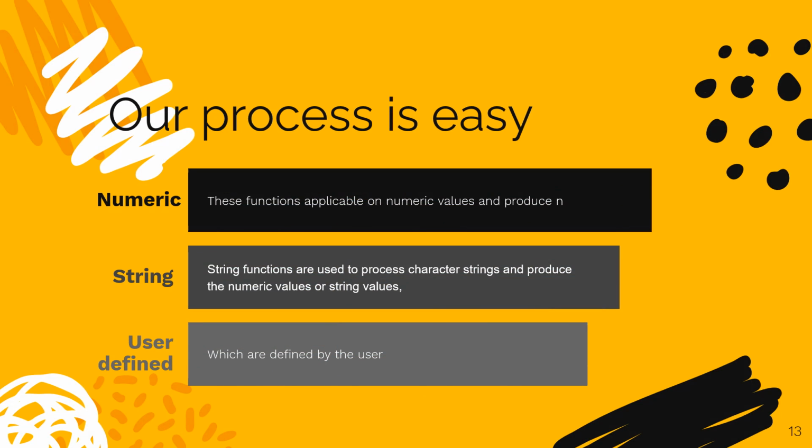We have read about numeric functions. Those functions are applicable on numeric values and produce numeric values. And then we read about string functions. String functions are used to process character strings and produce numeric values and or string values. So the result can be numeric or string. And then we will read about user-defined functions.